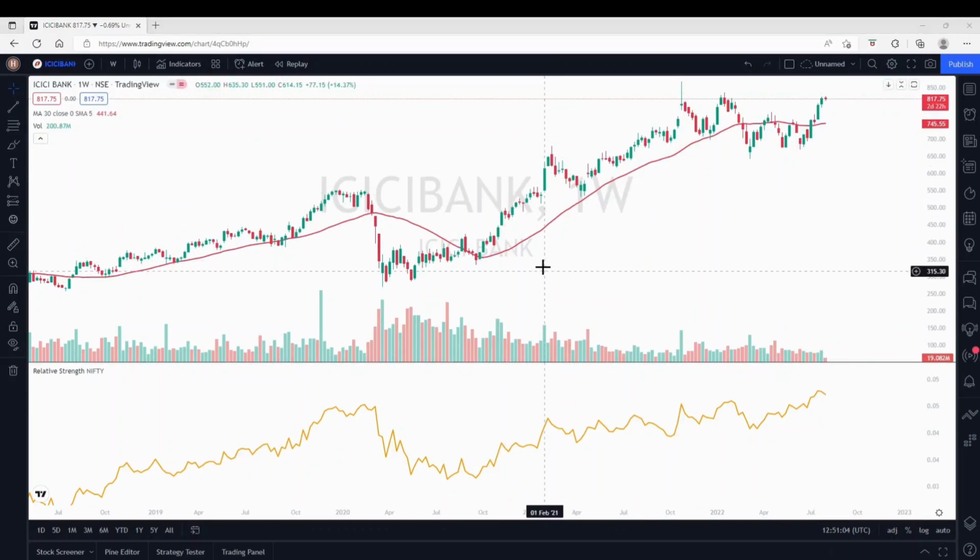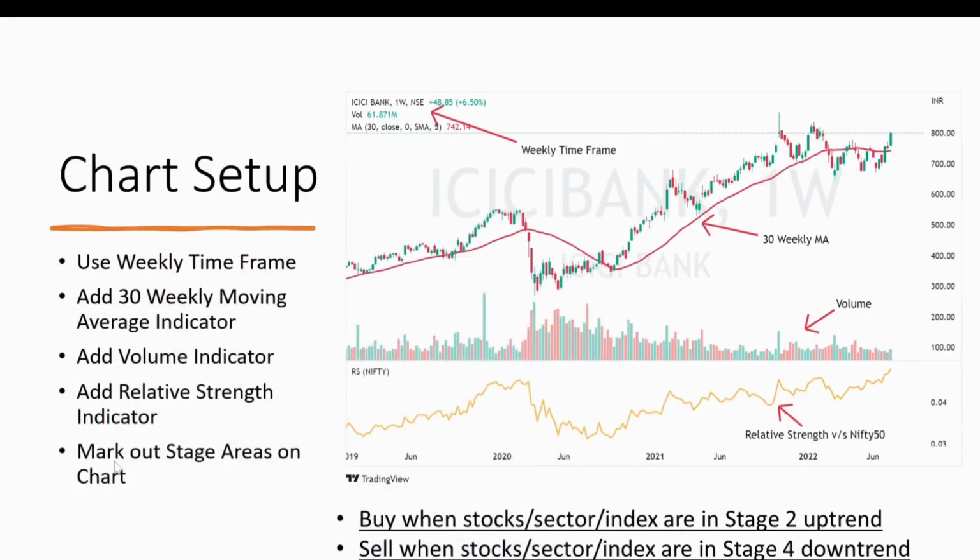So now that our chart is set up, the task is to mark out the stage areas on the chart. You have to remember two basic things. Buy when the stock, sector or index are in a stage 2 uptrend, sell when the stock, sector or index are in a stage 4 downtrend. These are the 2 golden rules. You have to only participate in a stock when it is in a stage 2 uptrend, and you have to either sell or not participate in the stock when it is in a stage 4 downtrend. So let's identify the stage areas here.